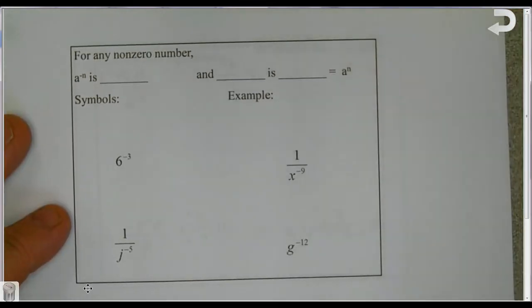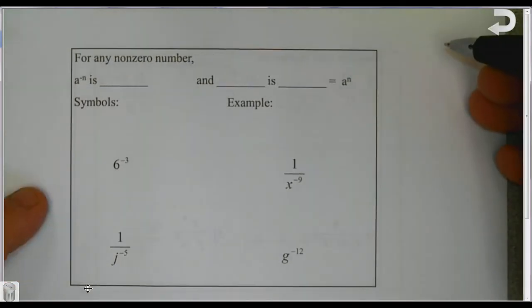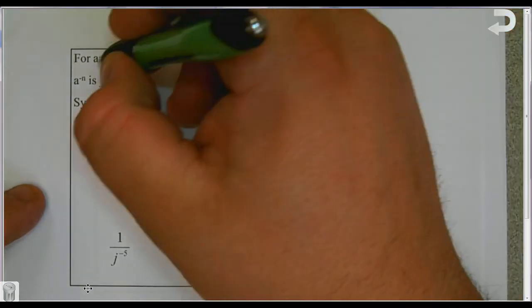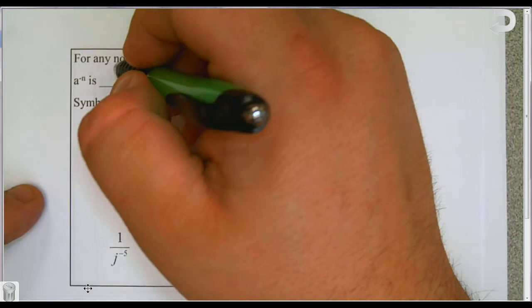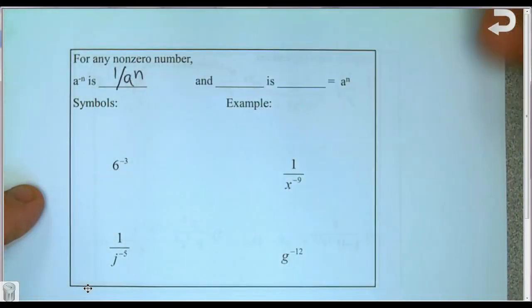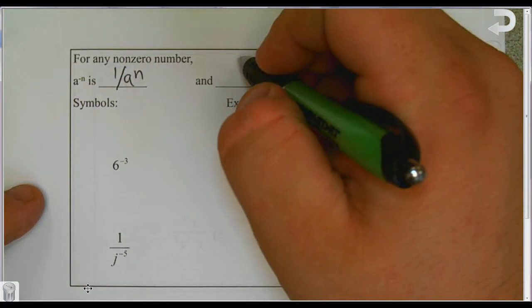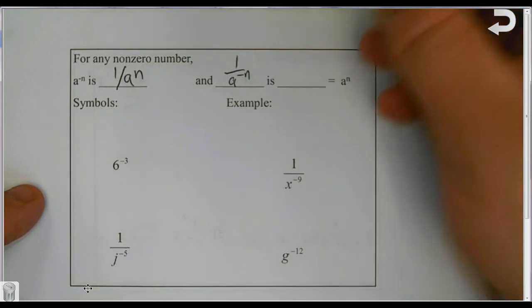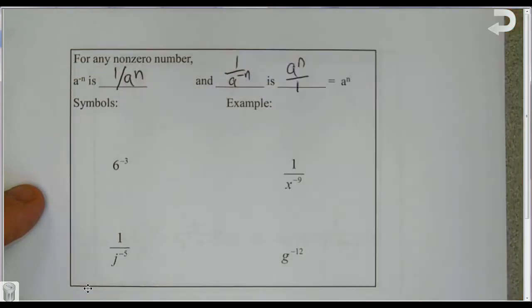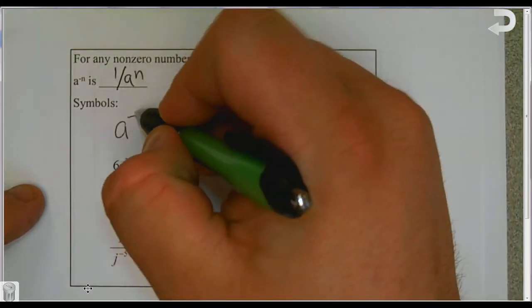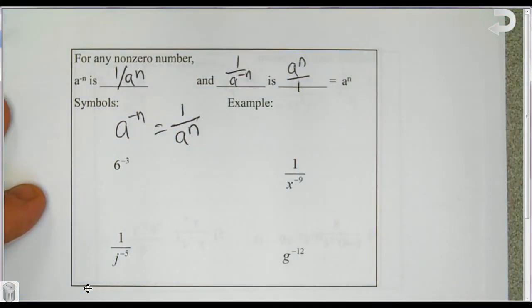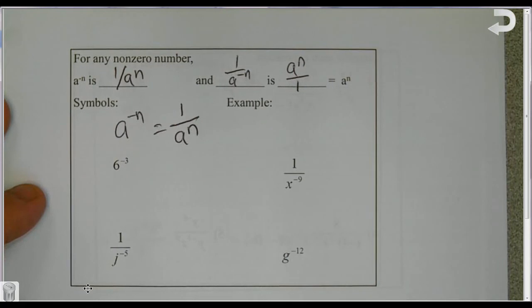But we also want to talk about negative exponents. So for any non-zero number, a to the negative n is equal to 1 over a to the n, and 1 over a to the negative n is the same as a to the n over 1, which is equal to a to the n. So, for any negative exponent, we have to take it to the other side of a fraction bar to make it positive.